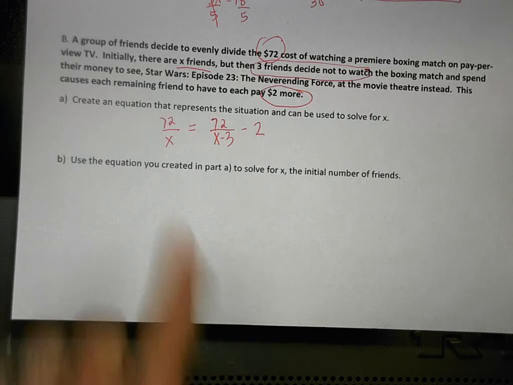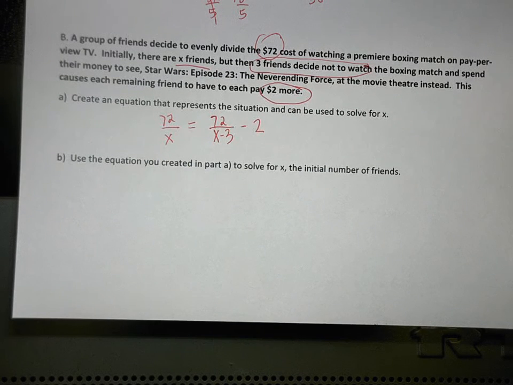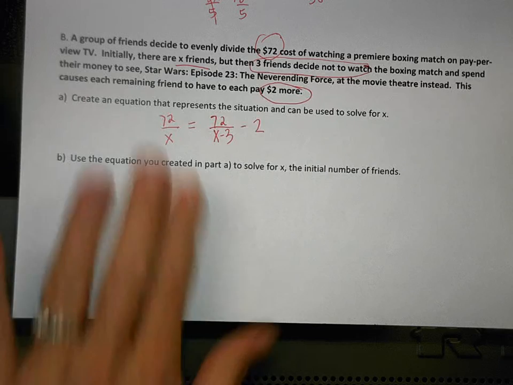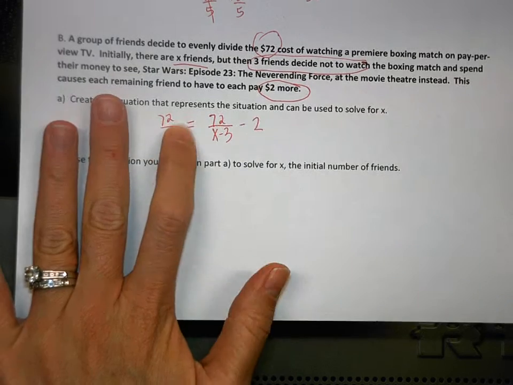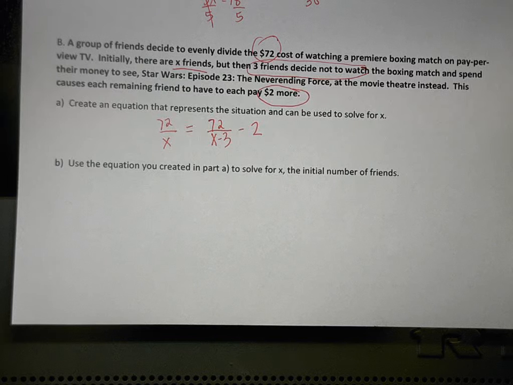You could actually add 2 to this side if you wanted to, and that would also balance it out. Okay? So if you had 72 divided by x and it had the plus 2 on that side, it would also work. Okay. Are we okay with this or no? No? Yes? Okay.